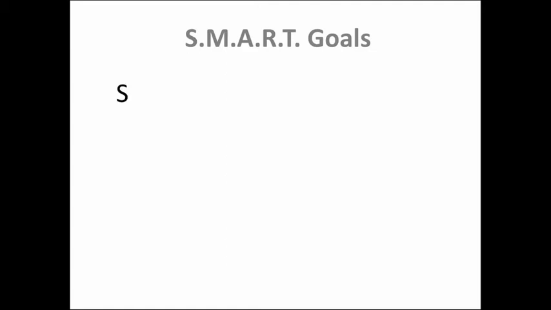The S in SMART stands for specific. So one of the first things that you're going to want to do is to make sure that your goal is specific. One of the reasons why many people don't achieve the things that they set out to achieve is because their goals are too vague. They're not specific enough.